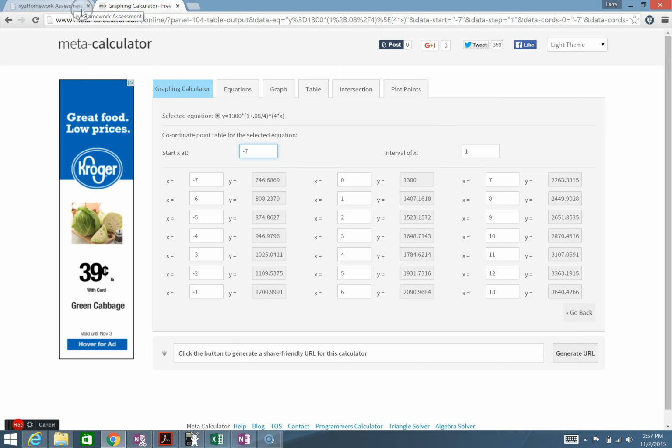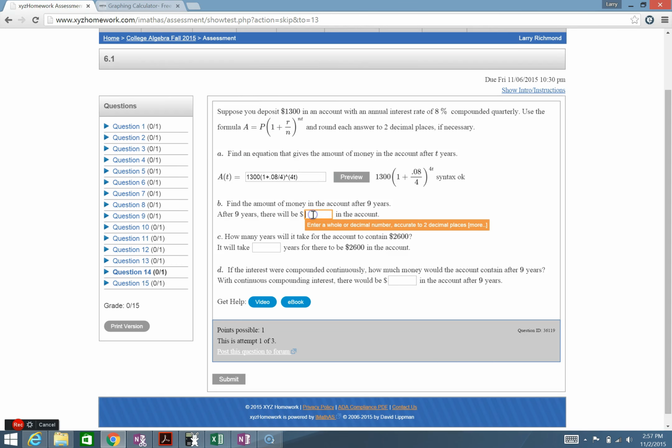So 2,651.85. It says round to 2 decimal places. That's obvious in this case. We're just talking about money.